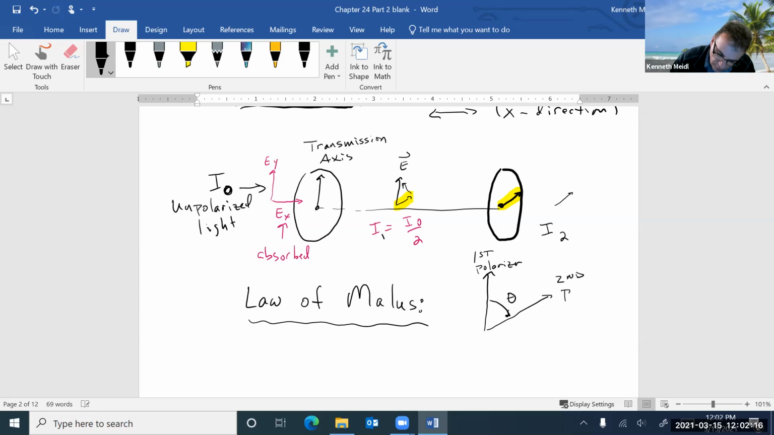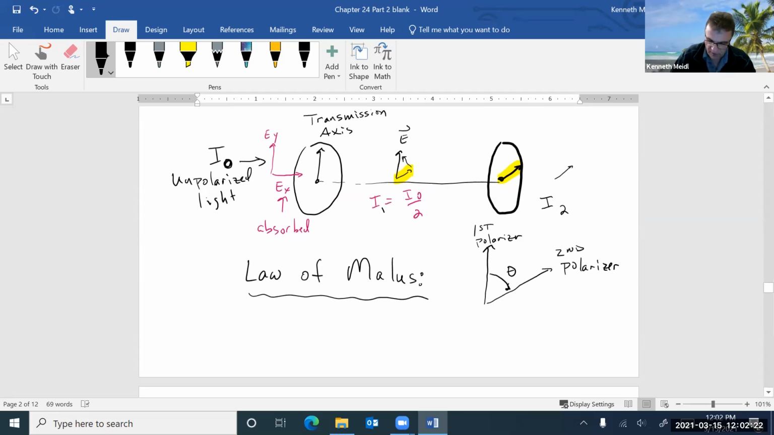Here's the second polarizer, and there's the angle between them. The law of Malus tells us that intensity 2 is the same as intensity 1 times the cosine of the angle between the two, right?